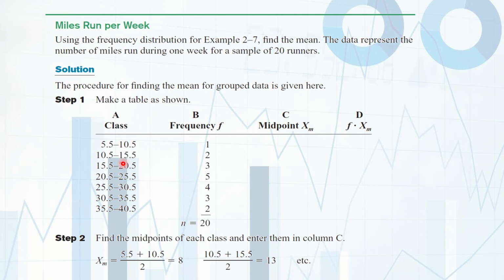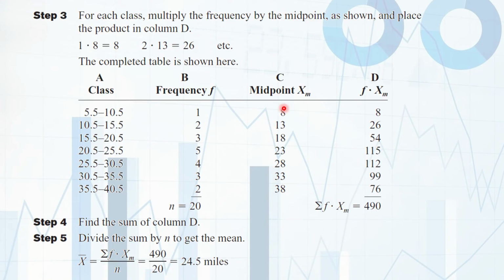It means you don't need to find all the midpoints separately. Once you have found the first one, you simply add the class width each time: 8 plus 5 is 13, the next is plus 5, which is 18, and so on. So we have 8, 13, 18, 23, 28, with a common difference of 5. Now multiply 1 with 8, 2 with 13, 3 with 18. It's the same thing as in the case of ungrouped frequency data.